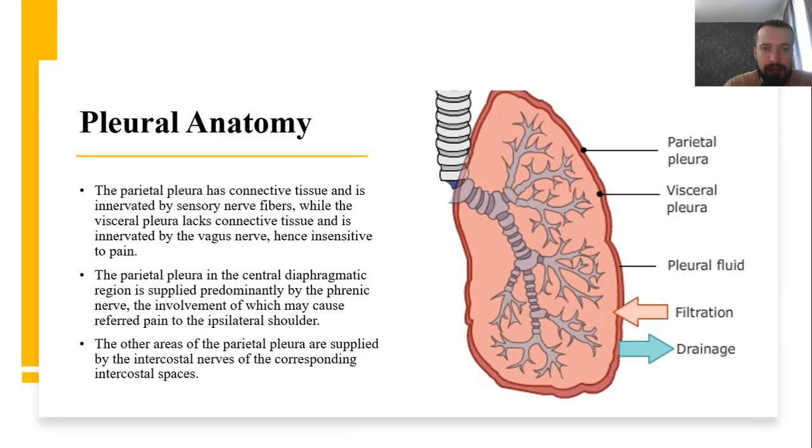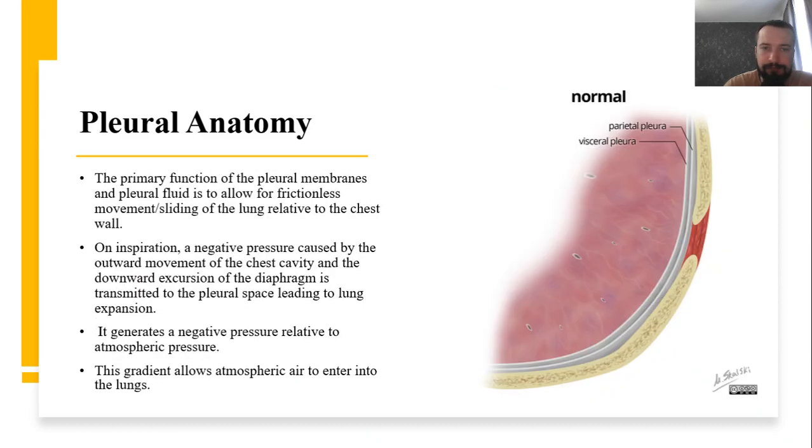The parietal pleura has connective tissue and is innervated by sensory nerve fibers, while the visceral pleura lacks connective tissue and is innervated by the vagus nerve, hence insensitive to pain. The parietal pleura in the central diaphragmatic region is supplied predominantly by the phrenic nerve, the involvement of which may cause referred pain to the ipsilateral shoulder. The other areas of the parietal pleura are supplied by the intercostal nerves of the corresponding intercostal spaces.